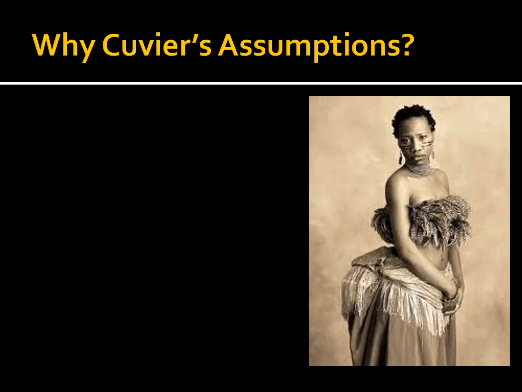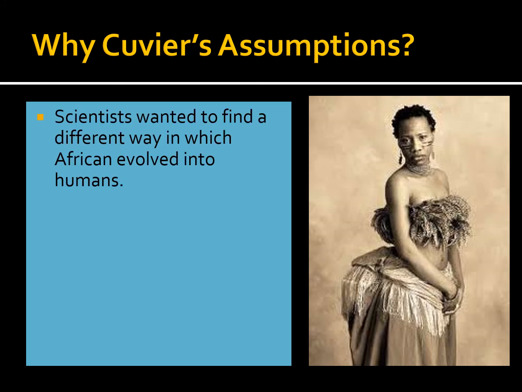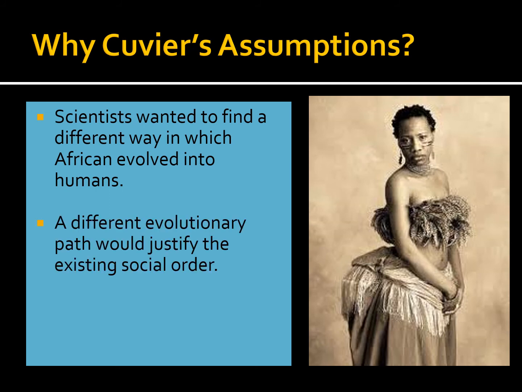So you might be asking, if Cuvier did an autopsy essentially of this woman, how would he come to the conclusion that her anatomy was more close to that of an orangutan than a human, right? We know that, based on the photo of her that you can see here, she was clearly a human being, right? Scientists essentially at the time wanted to find a different way in which Africans evolved into humans.